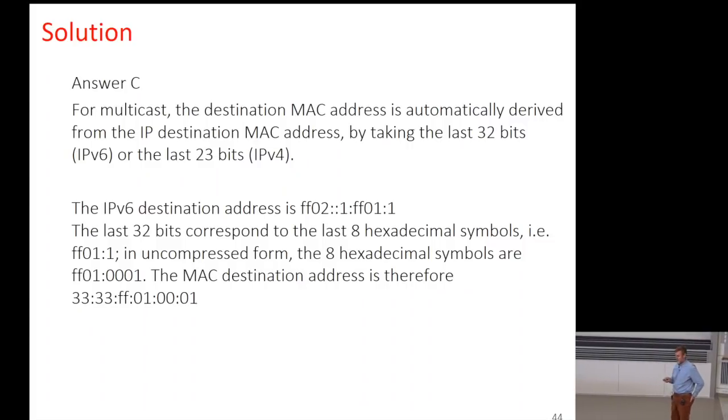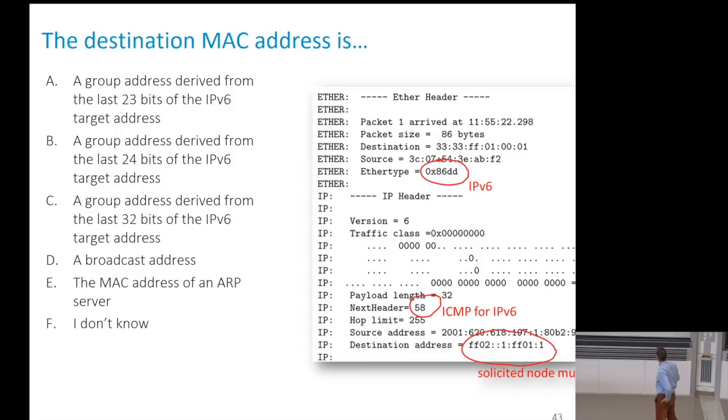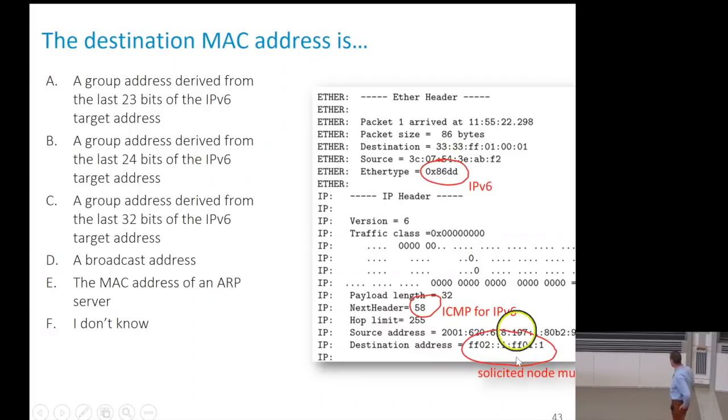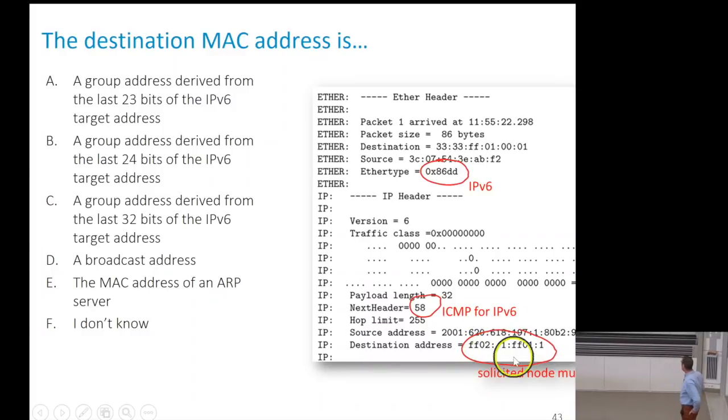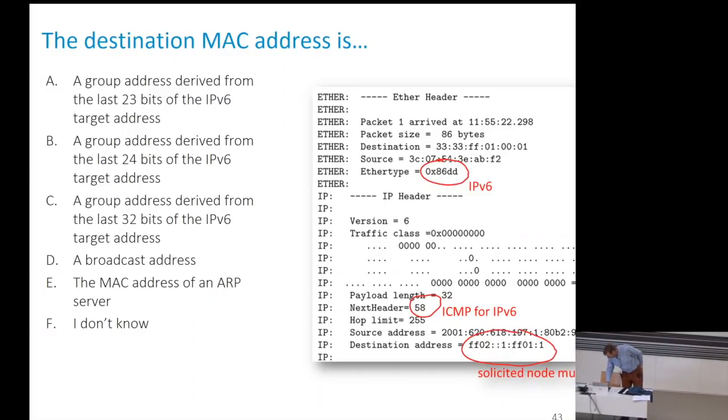It's true that the address that is here is the solicited node multicast address, which is derived from the last 24 bits of the destination IP address. But the question is, how is this derived from this IP address? So now this is an IP address. And standards say, if you have an IPv6 multicast address, you take the last 32 bits and you put it into the MAC address. The only tricky part is how do you get the last 32 bits when it's compressed?